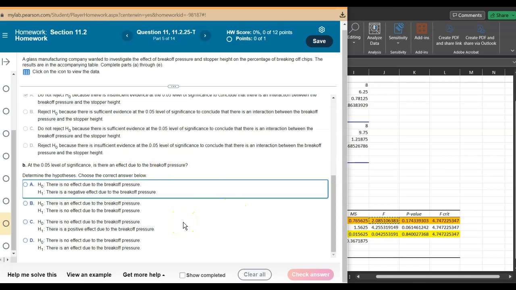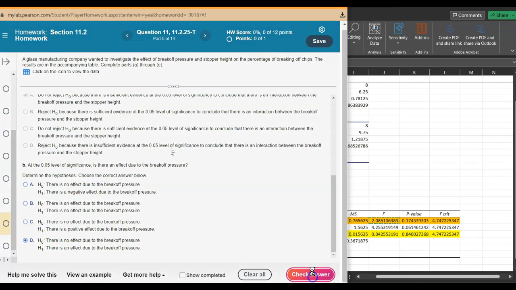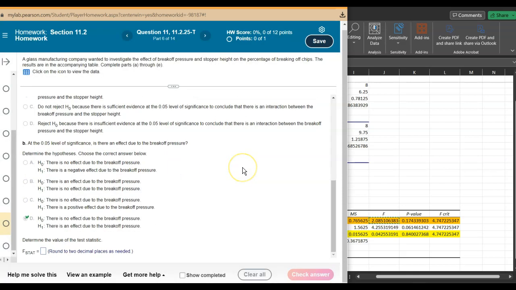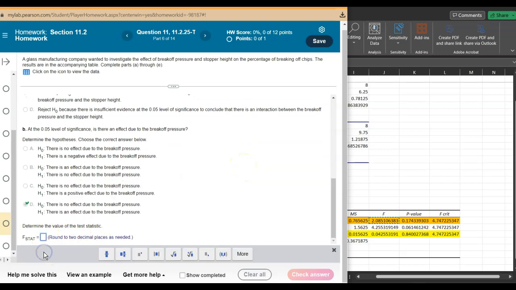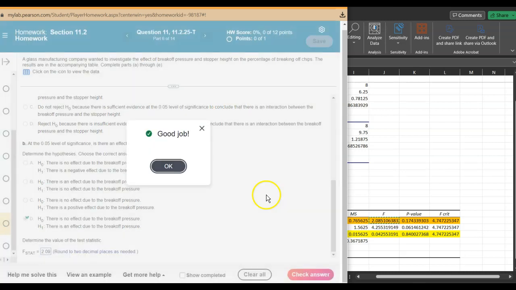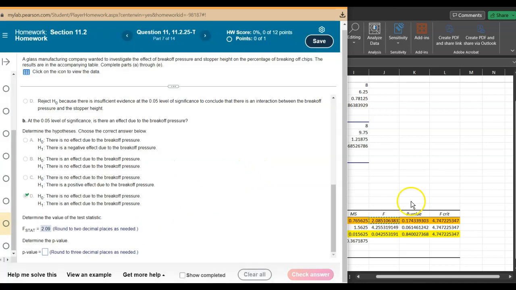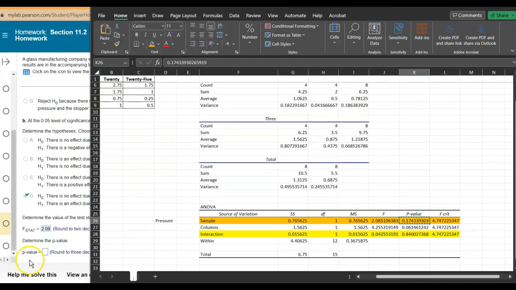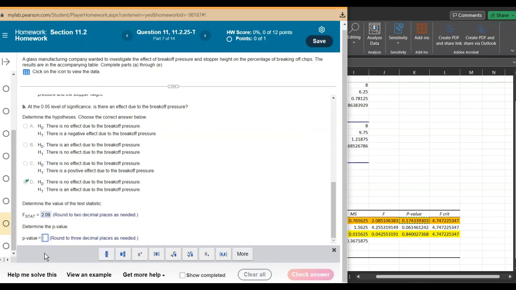Okay, so we go for the null hypothesis. So the null hypothesis is always no effect versus H1, there is an effect. So that will be D, the best choice. Okay, the F value, already copy it, and you want to round it to 2 decimal places. Check it, we're good. The p-value is next to it. Copy and paste, round to 3 decimal places.